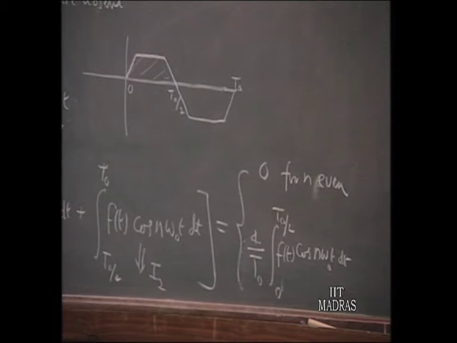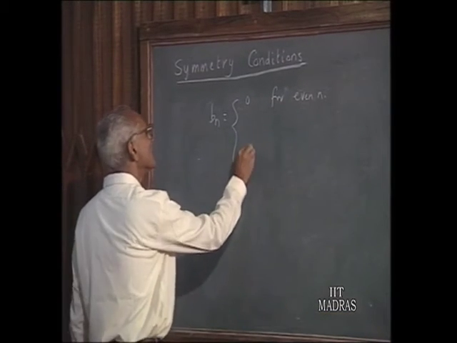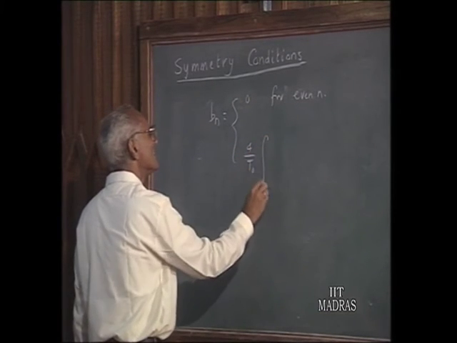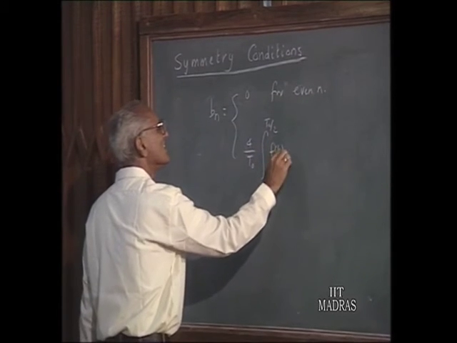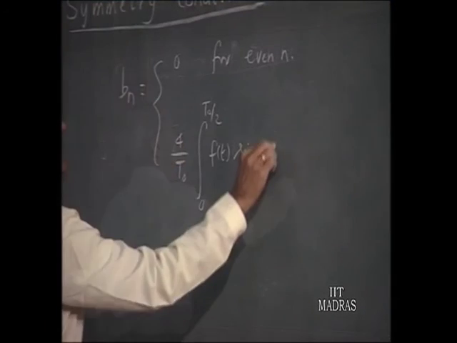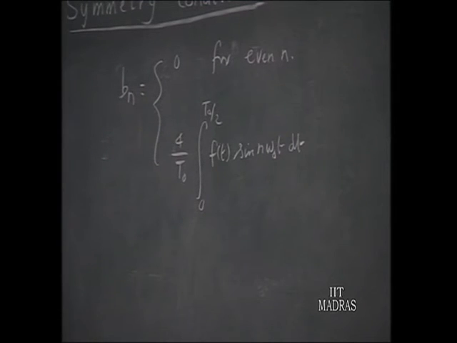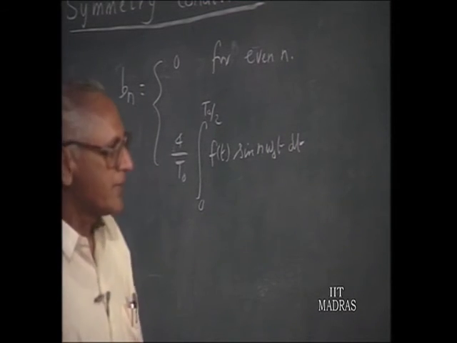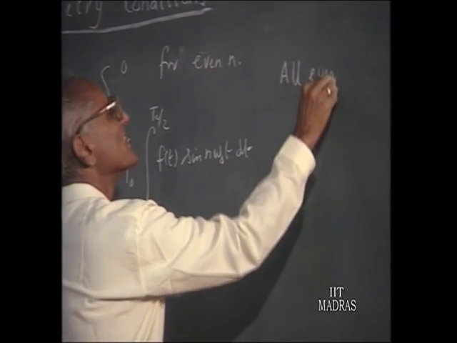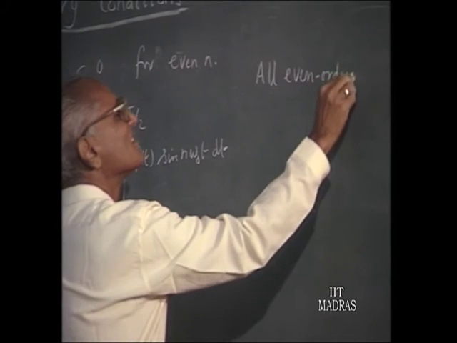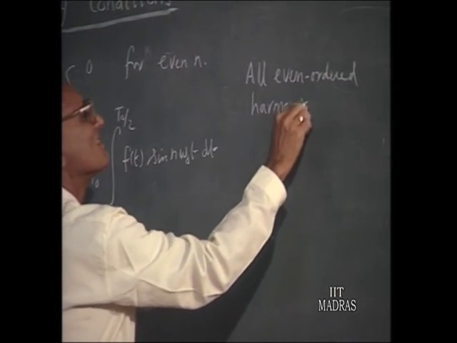So here also you have 4 by t naught, integral 0 to t naught by 2 f of t sin n omega naught t. So that is the result. We can summarize this saying that all even ordered harmonics are absent.